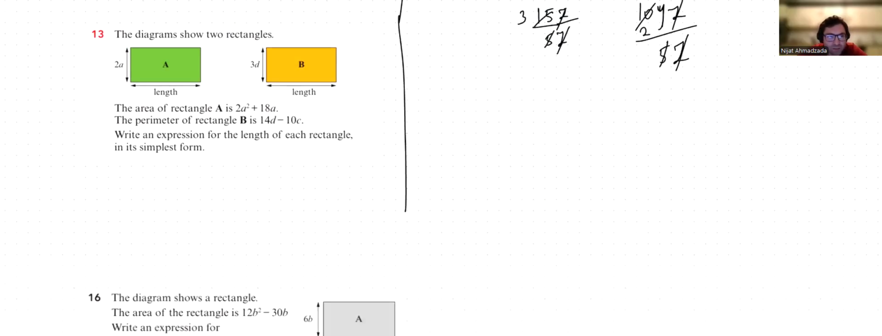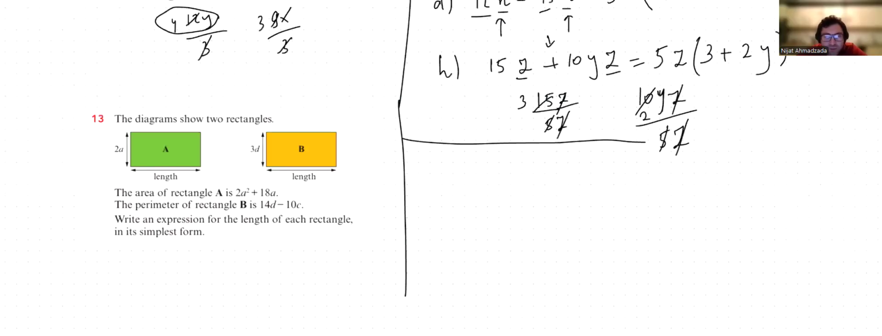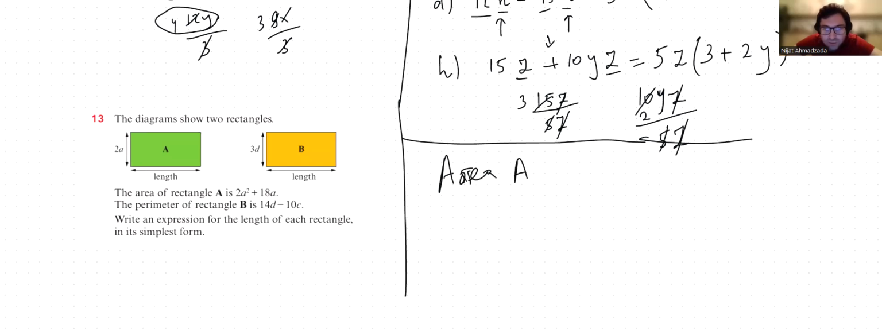I'm not sure we're going to do question 16 as well, but this is question 13 from the Learner's Book. Again, we are only solving the problems from the Learner's Book now. So the diagram has two rectangles. The area of rectangle A is 2a squared plus 18a, right? Let's write an expression for the length of A first, then we will go for B, okay? So we have to find an expression for the length of A.